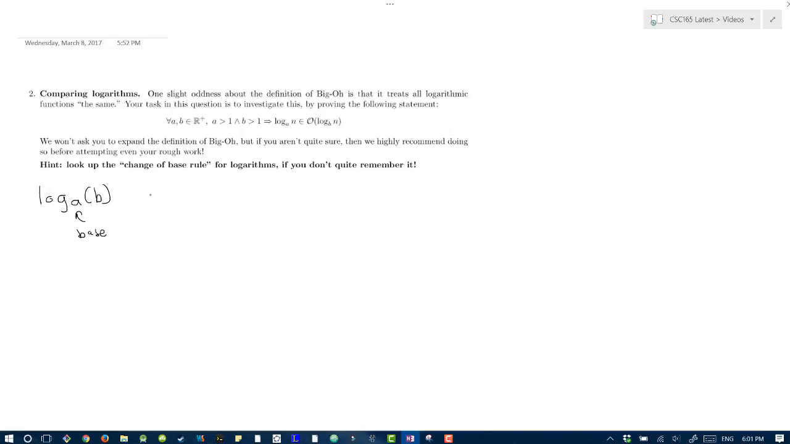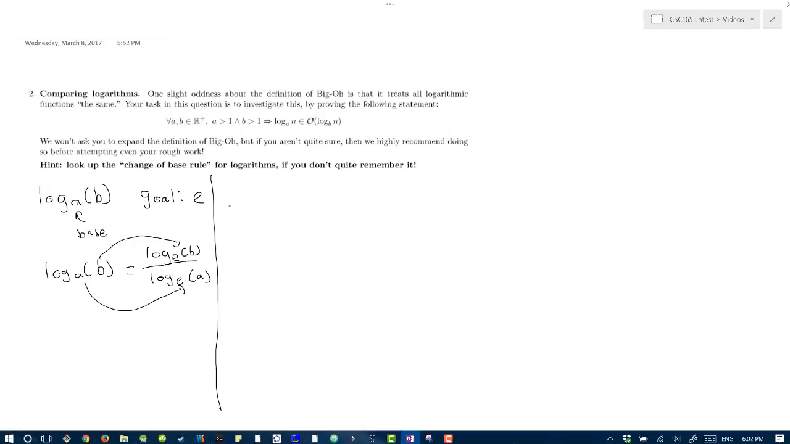And say you want to, let's have a goal here, let's have a goal to change it to E. So the change of base rule for logarithms essentially states that if you want to change it to E, then you have a fraction, and the base of both logs will be E. You put the argument in the top one, and you put the original base in the bottom. Okay, so with that in mind, we try to do our proof.